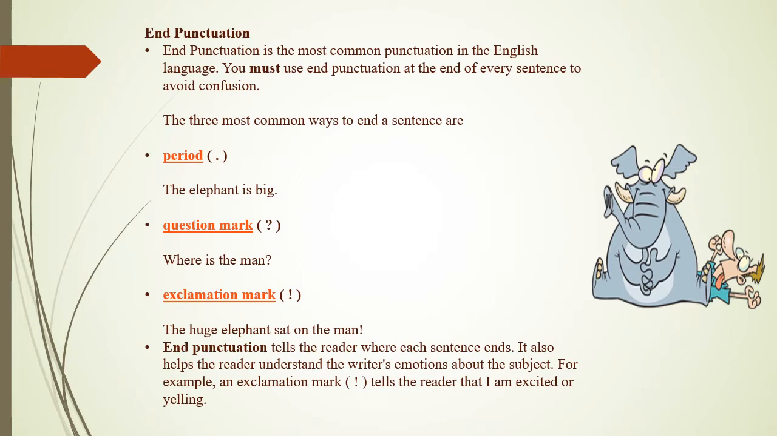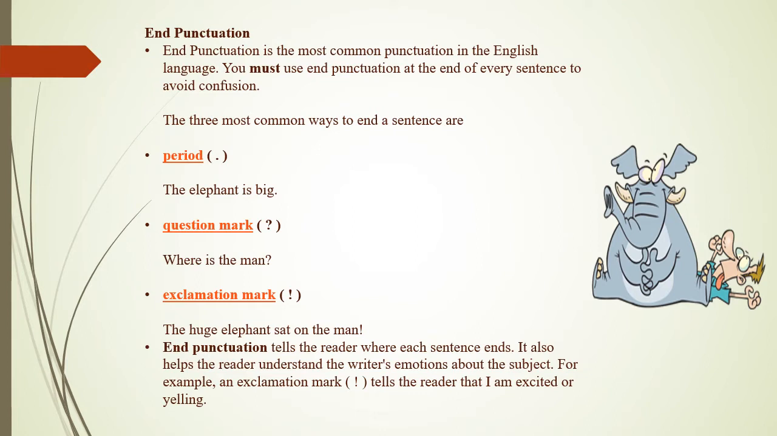End punctuation is the most common punctuation in the English language, which we use at the end of every sentence to avoid confusion. The three most common ways to end a sentence are the period, that is called full stop. The examples are given side by side. The elephant is big, full stop. Another type is the question mark. Where is the man? Question mark. Exclamation mark. The huge elephant sat on the man. Oops!